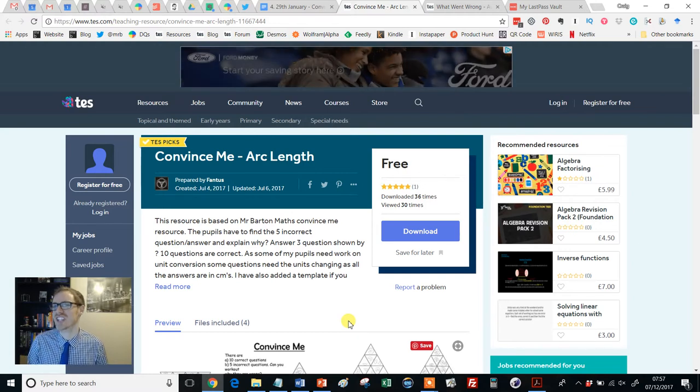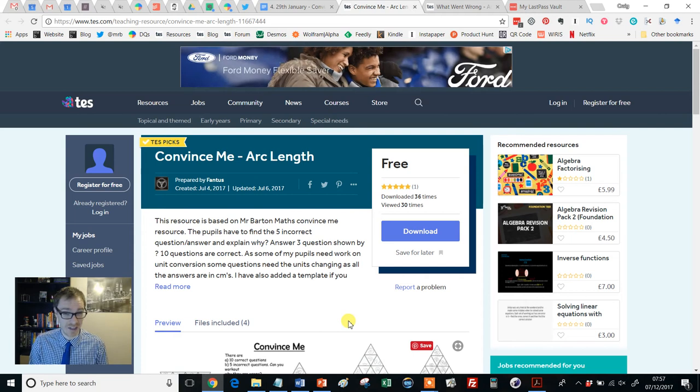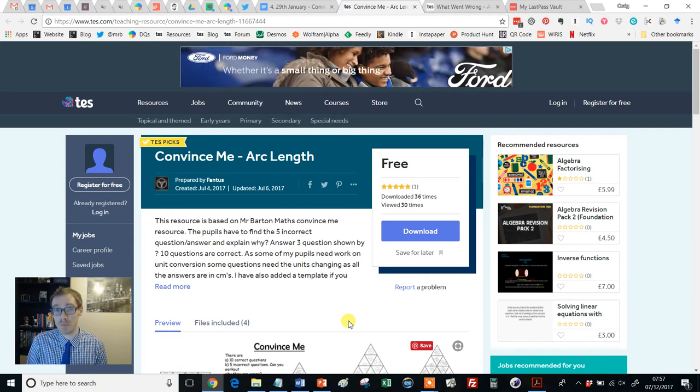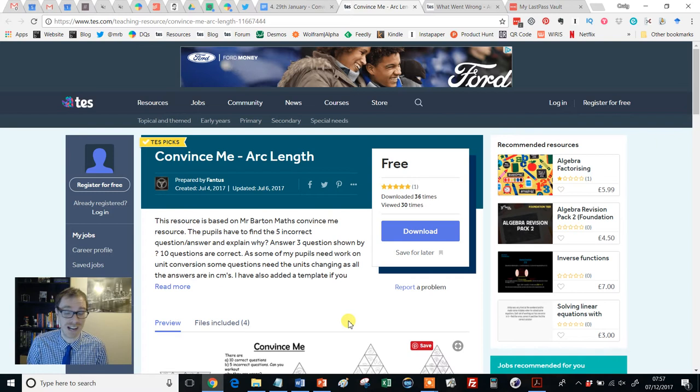Now, a bit of nostalgia here for you on Resource of the Week this week. At the start of my career, and for many, many years, I was obsessed with Tarsia Jigsaw resources. My little claim to fame is that on the Mr. Barton Maths website, I've got the world's largest collection of Tarsia Jigsaws for mathematics. And I used to use them all the time.